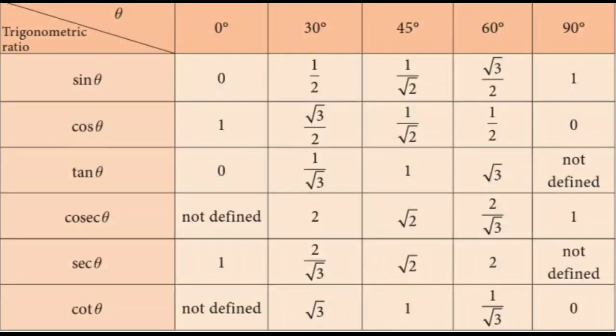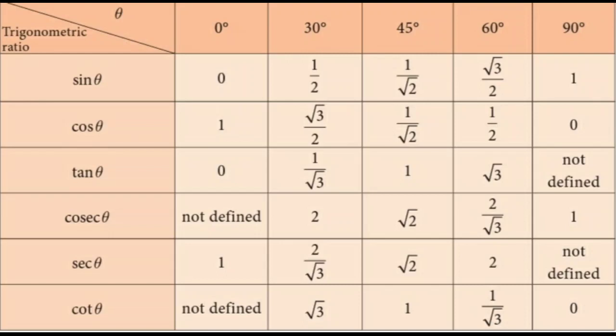Then trigonometric ratios. Here we use 6 ratios. First sin theta, second cos theta, third tan theta, fourth cosecant theta, fifth secant theta, and sixth cot theta. Reciprocal of sin theta is cosecant theta, reciprocal of cos theta is secant theta, and reciprocal of tan theta is cot theta. There is an easy tip to remember this table.